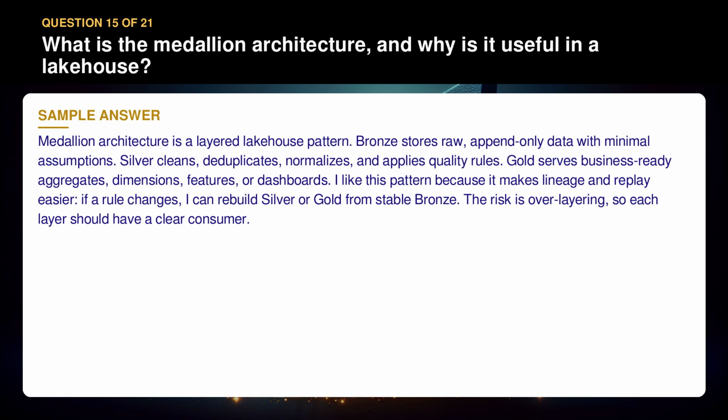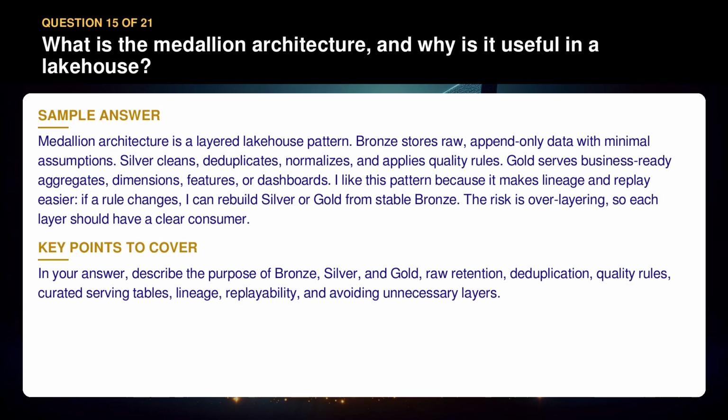I like this pattern because it makes lineage and replay easier. If a rule changes, I can rebuild silver or gold from stable bronze. The risk is overlayering, so each layer should have a clear consumer. In your answer, describe the purpose of bronze, silver, and gold, raw retention, deduplication, quality rules, curated serving tables, lineage, replayability, and avoiding unnecessary layers.